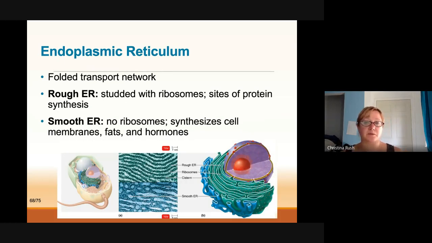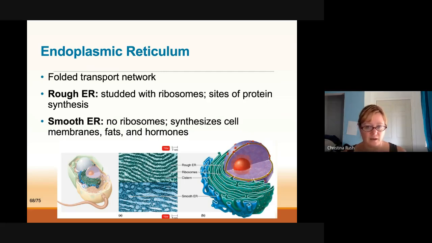The endoplasmic reticulum. The endoplasmic reticulum is a very folded structure. It has a transport network. There are two types of endoplasmic reticulum, the rough and the smooth. The rough ER is studded with ribosomes, so it's the site of protein synthesis. So we have the ribosomes synthesizing the protein, and then we have the ER folding those proteins directly.